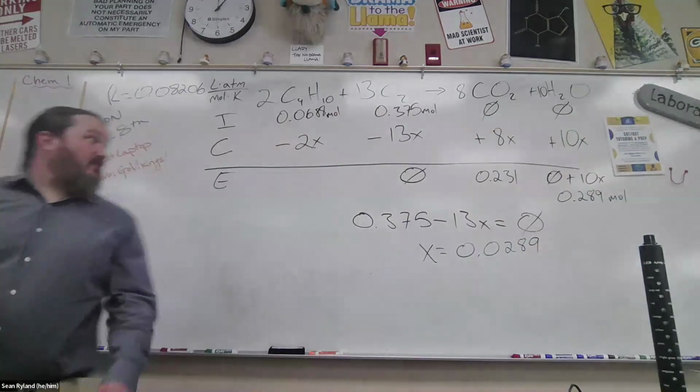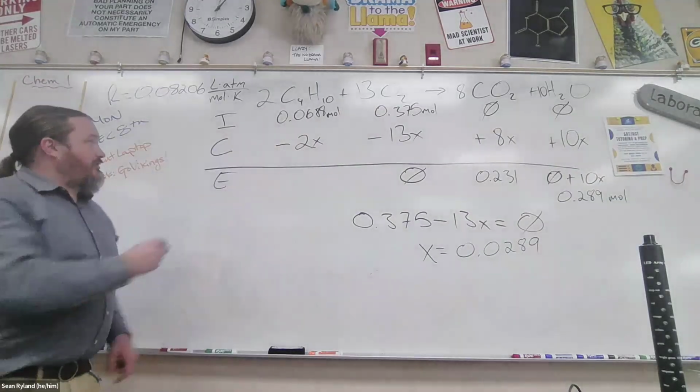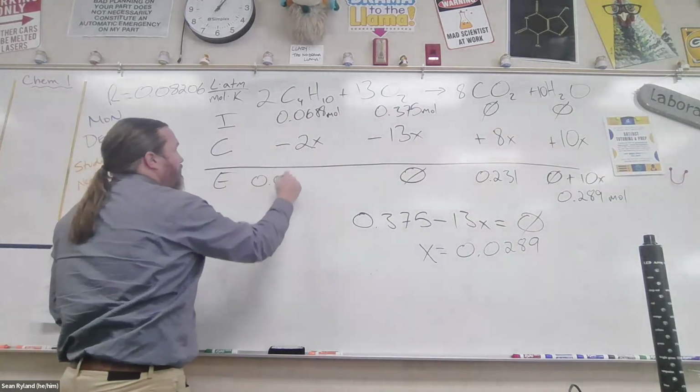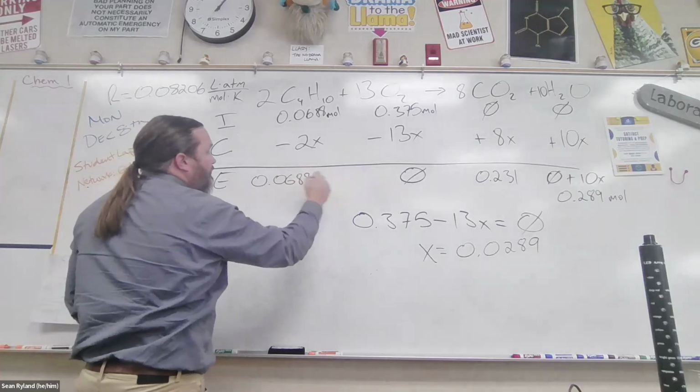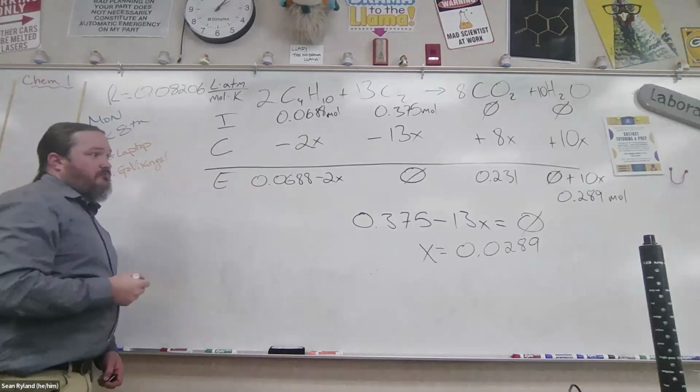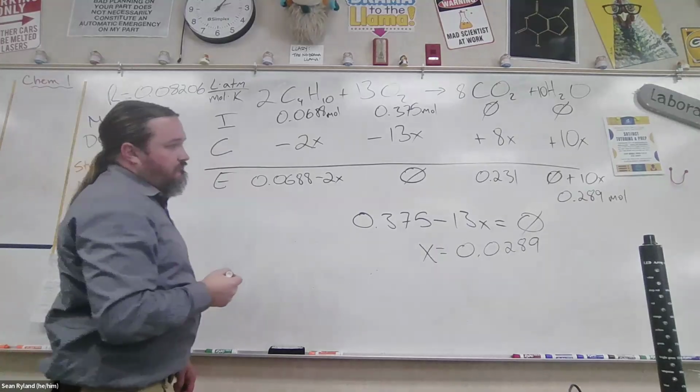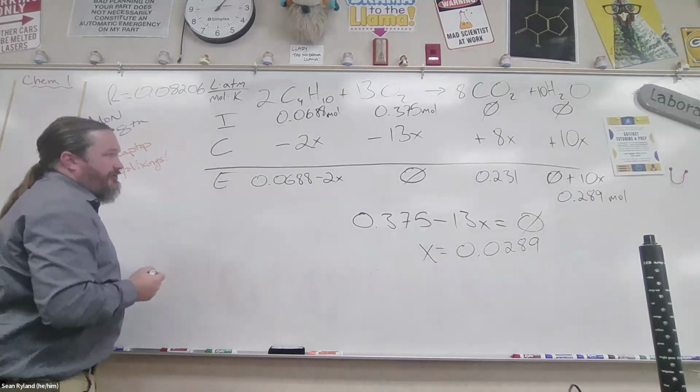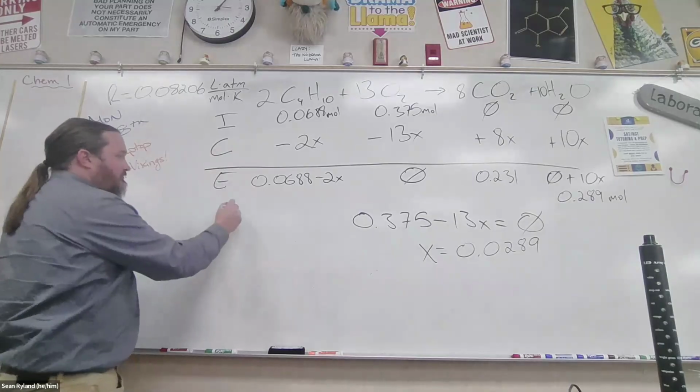This one looks a little bit different because it's a subtraction, but it's just going to be 0.0688 minus 2x. So something like 0.01.